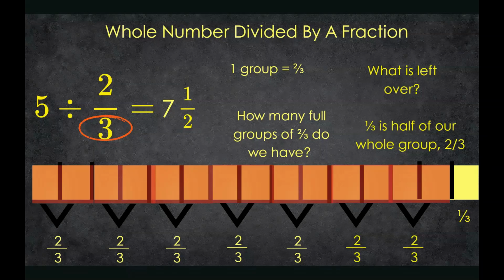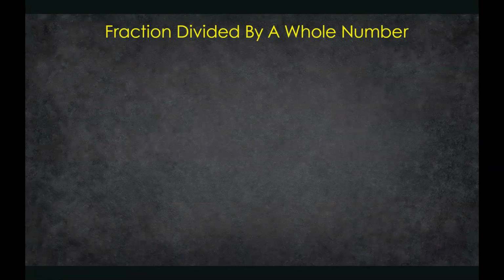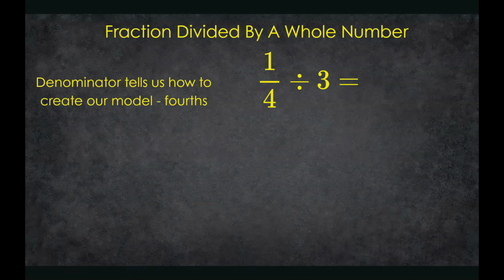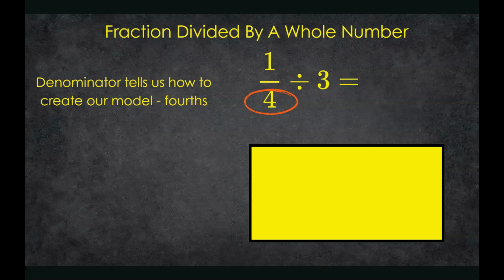All right, so that takes us through our first type of problems, whole numbers divided by fractions. Let's take a look at our next type of problems, where we have a fraction divided by a whole number. In this example, we have 1/4 divided by 3. The denominator is going to tell us how to create our model, which is going to be fourths. So I'm going to be drawing one whole, and I'm going to be splitting that into 4 parts, or fourths.